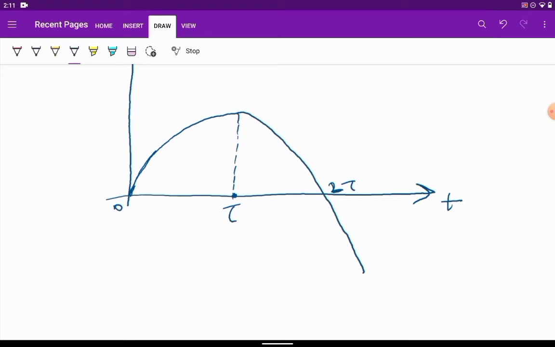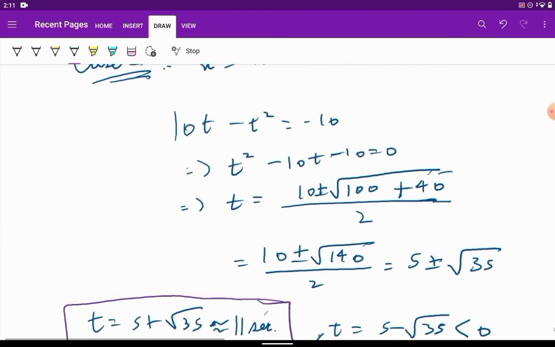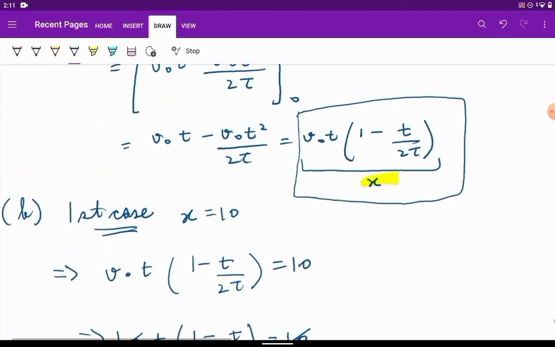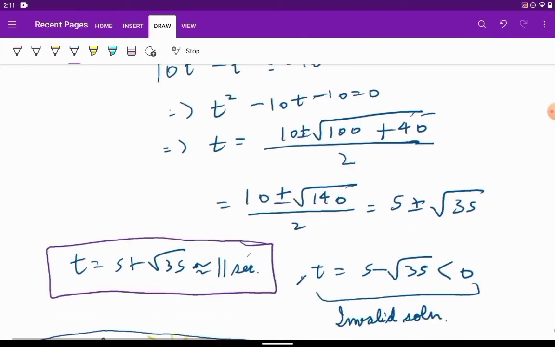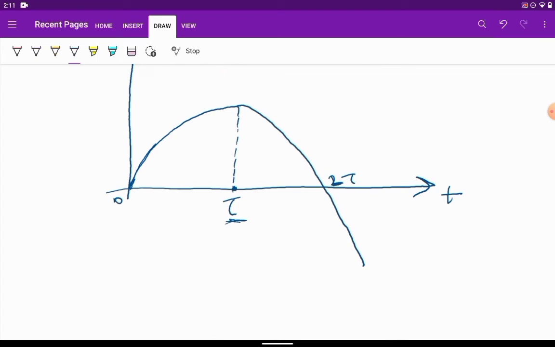Velocity is 0, and we can substitute t equal to tau in the x coordinate equation. Sorry, if we substitute tau here, tau cancels, 1 minus half is half, and it becomes v naught tau by 2. You just need to substitute tau in the equation for the x coordinate. That gives you the maximum x coordinate.